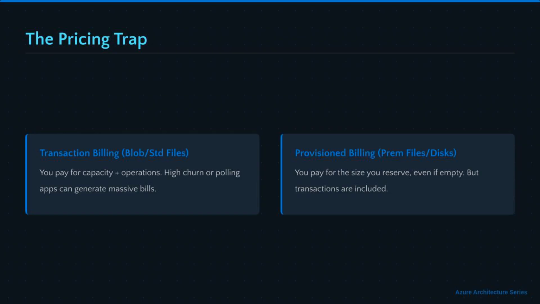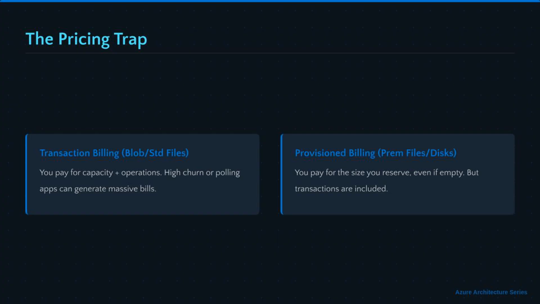Scenario A. The Netflix competitor. You are building a video streaming service. You need to store petabytes of MP4 files and stream them to users globally. Choice: Azure Blob Storage. You need the cheapest capacity, cool/cold tier, global redundancy, GeoZone redundant storage, and high-throughput streaming via CDN integration. You don't need a file system. You need an object store that can serve content via HTTP.